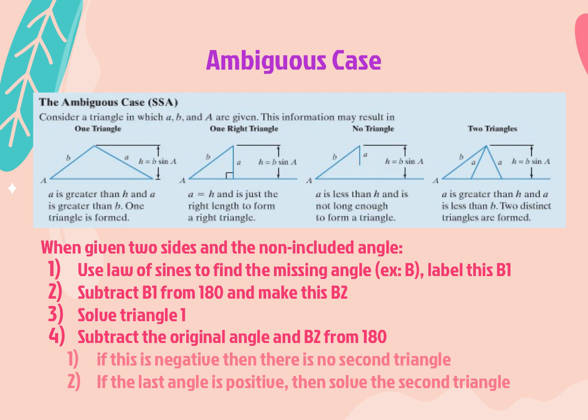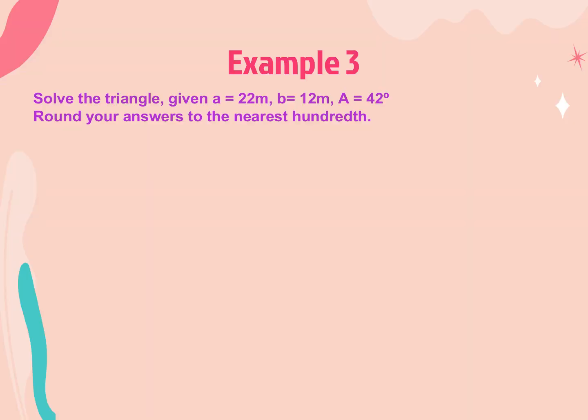And again, when you're given side-side-angle, it's either going to produce one triangle, two triangles, or no triangle at all. Because maybe the sides are too short or the angle's too big, but it will form no triangle and you would be getting an error on your calculator. Oops. Then we did example 3.